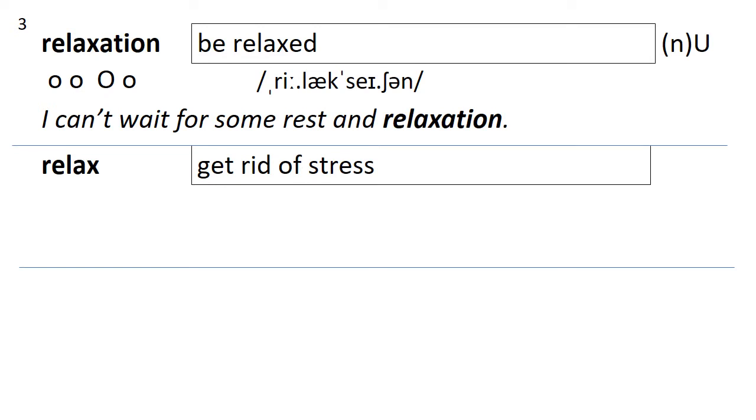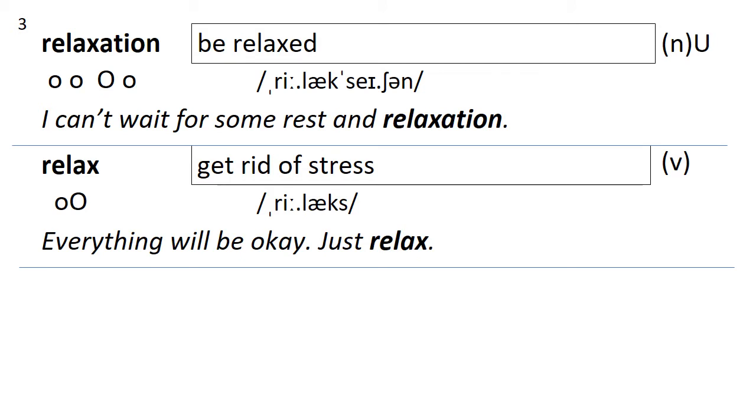So then we also have relax, which means to get rid of stress. This is a verb. How many syllables? Relax. 2, stress in the second. Relax. Everything will be okay, just relax.